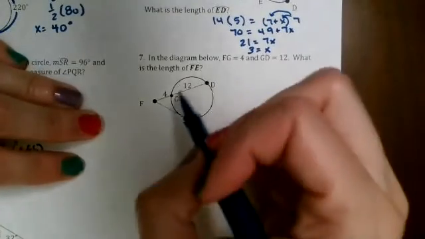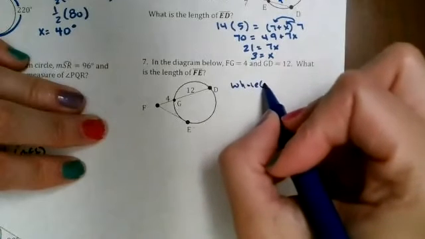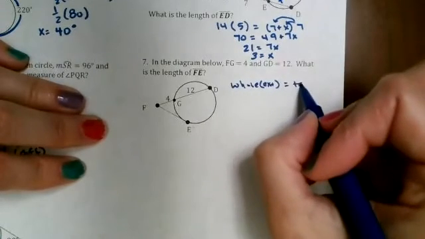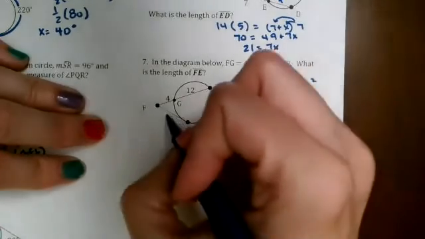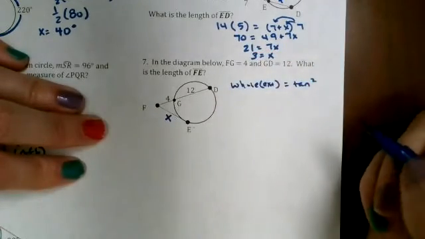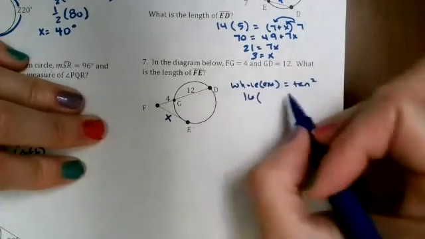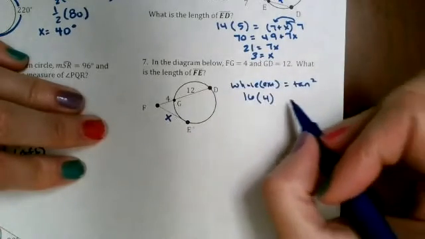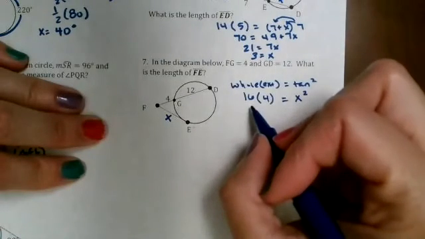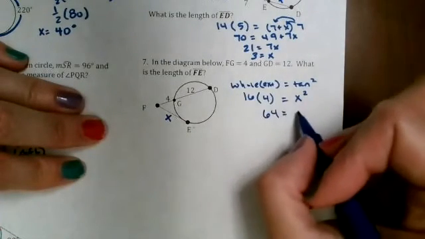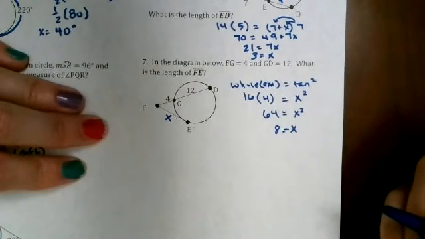All right, the next one, I've got a tangent and a secant. So this is where I use the whole times the exterior is equal to the tangent squared. I'm looking for FE, so that's going to be my x. For my secant, the whole thing is 16. The exterior is 4. For the tangent, I'm going to write x squared. So I've got 16 times 4, which is 64. So my x would be 8 after I take the square root.